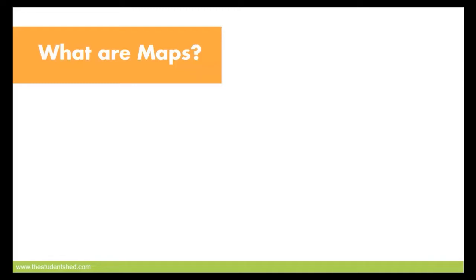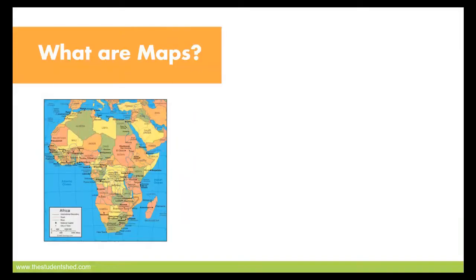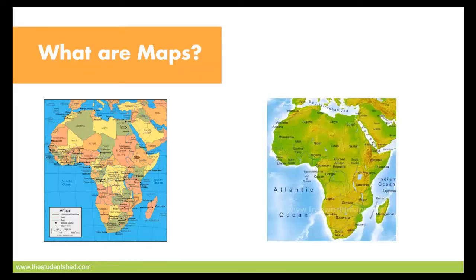Mapmakers draw different types of maps, and each type of map has a single purpose or a single aim. So here's an example of a map. It's the continent of Africa. And here's another example of a map, which is also the continent of Africa. So it's the same continent, but it's two different types of maps.